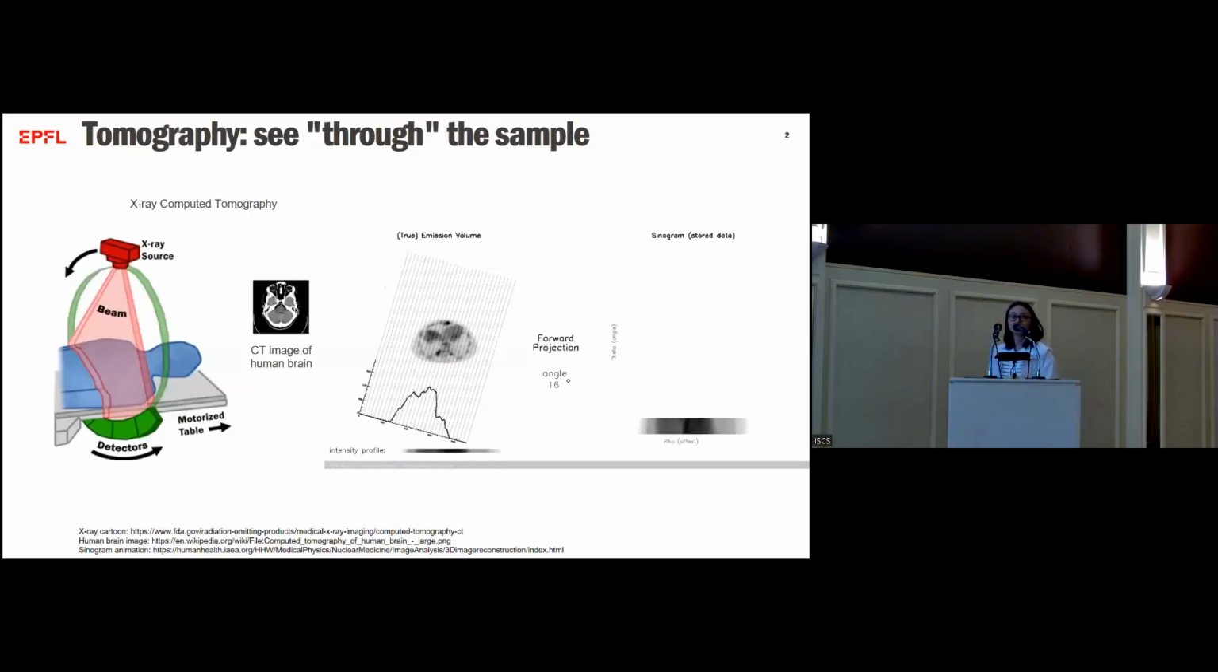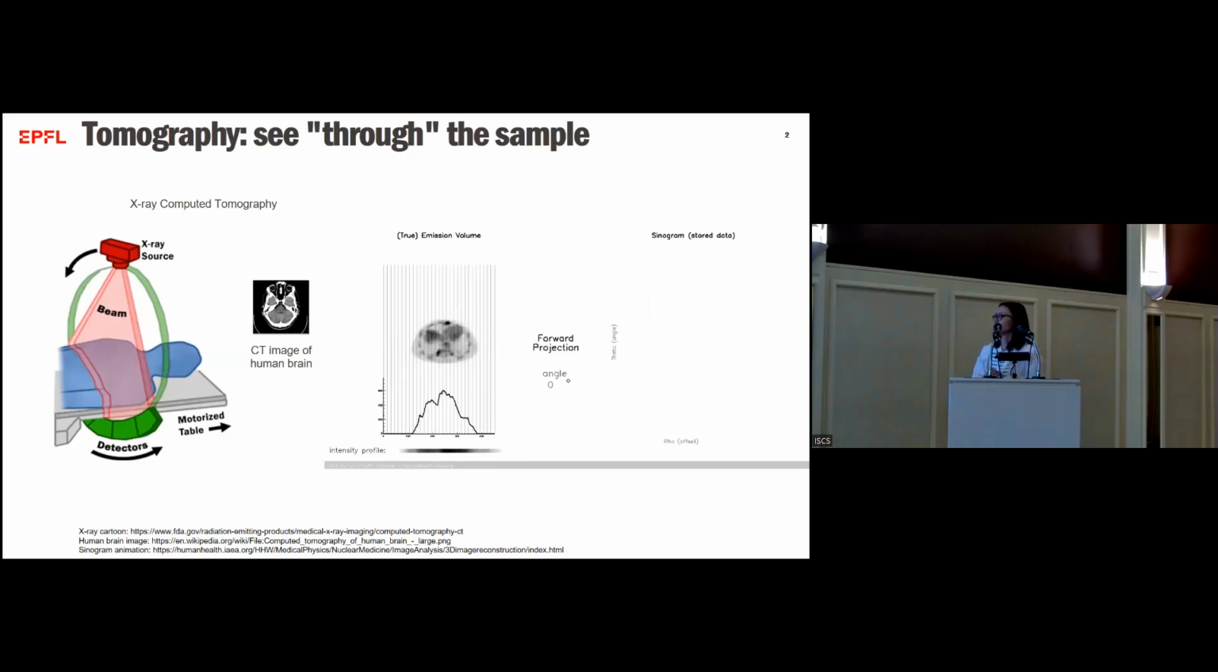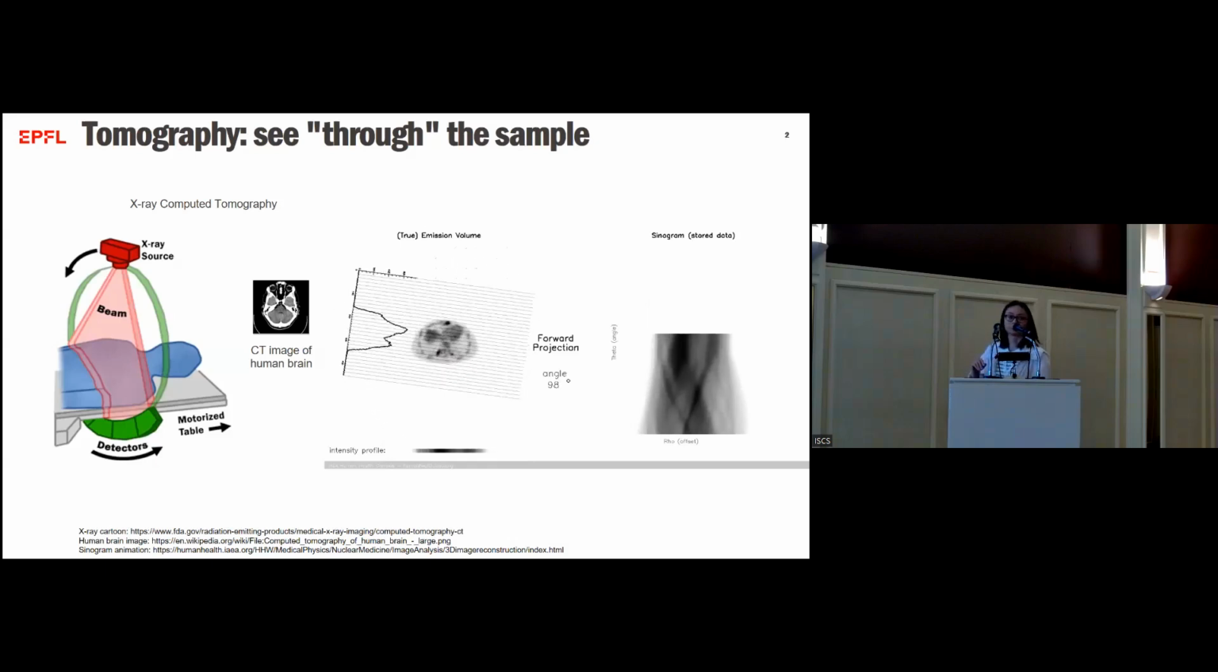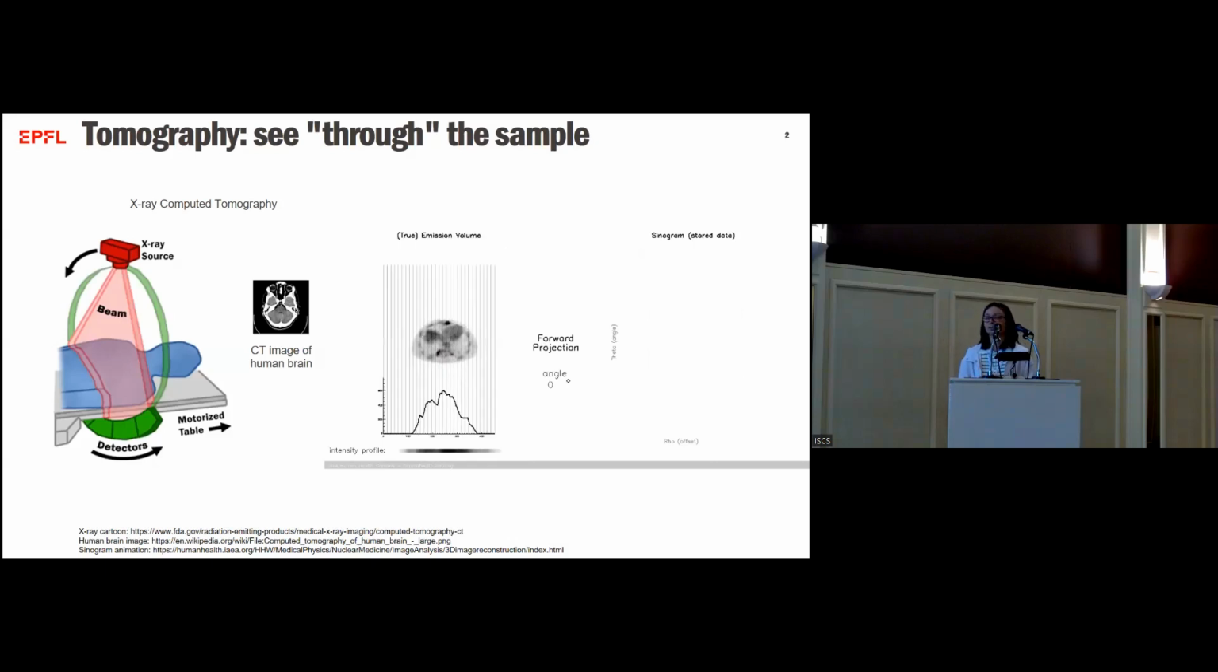Tomography allows us to see through the sample without cutting it open. A common example that you may know well is X-ray computed tomography. X-ray beams transmit through the human body. The intensity of the beams is attenuated and then recorded on the detectors. As we rotate the X-ray source, you can see here in this small animation, a 2D sinogram is generated. Then we apply some inversion algorithms to recover the 3D volumes that we are interested in.